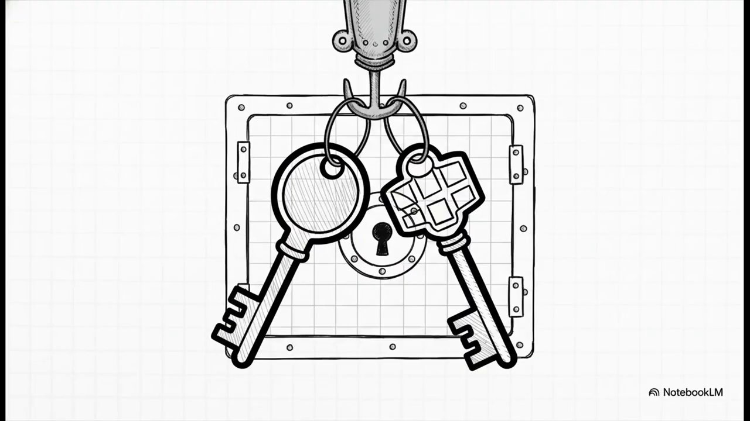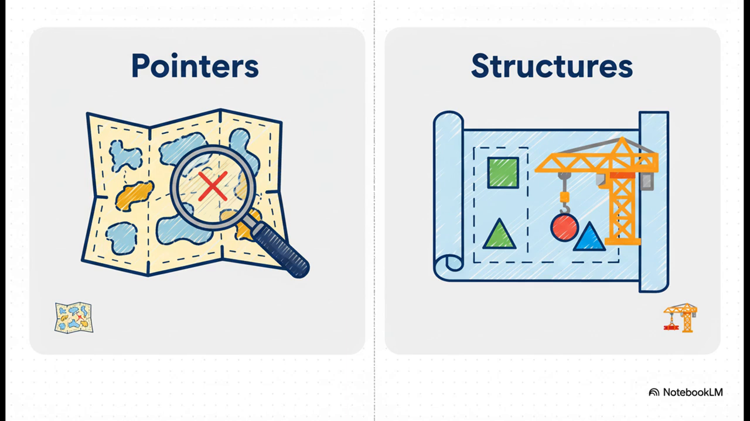And to handle that kind of power, you need the right tools. So today we're going to talk about the two master keys that unlock all that memory management goodness, giving you a level of control that you just can't find anywhere else. And here they are, pointers and structures.